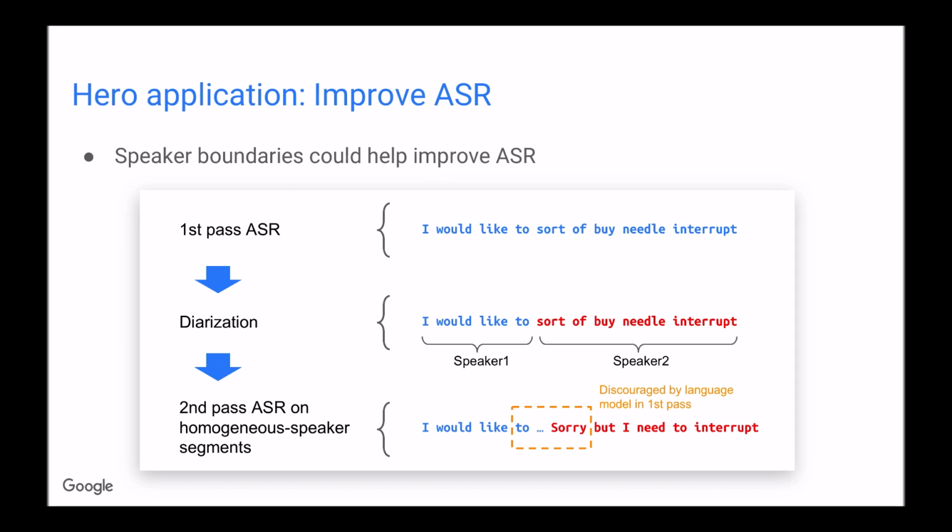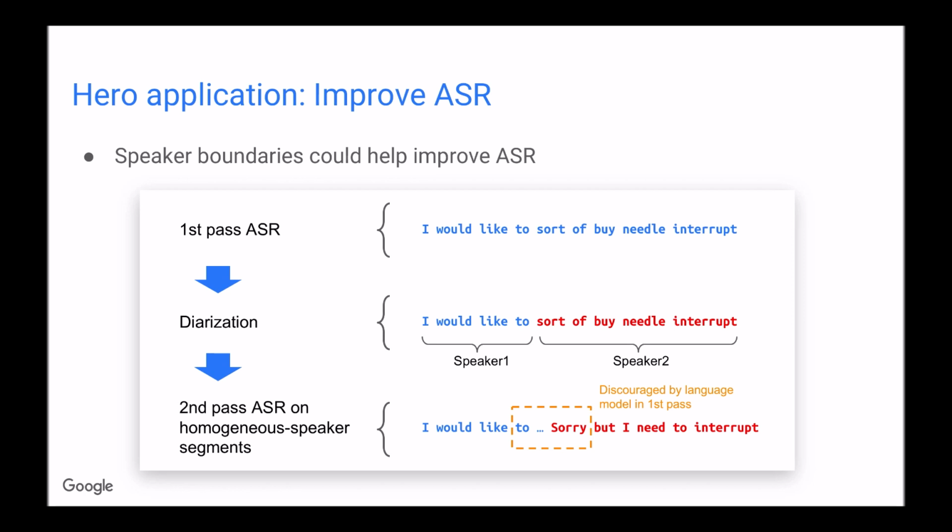And the hero application of diarization is that it can help improve speech recognition word error rate. Here's an example. With the first pass ASR, we may get transcripts like, "I would like to sort of by needle interrupt." But with diarization, we know that this utterance actually contains two speakers, and the speaker boundary is between the word "to" and the word "sort".